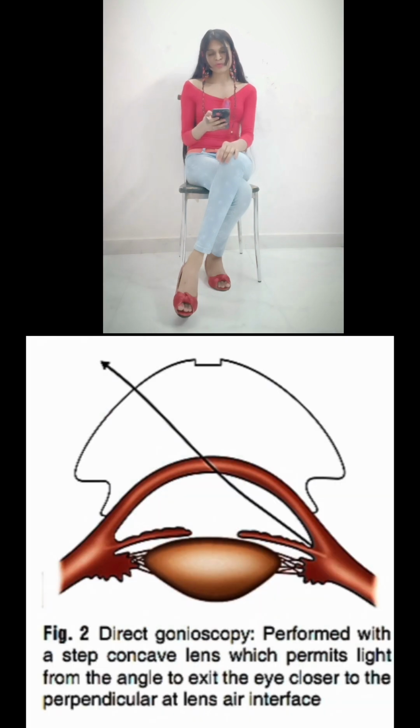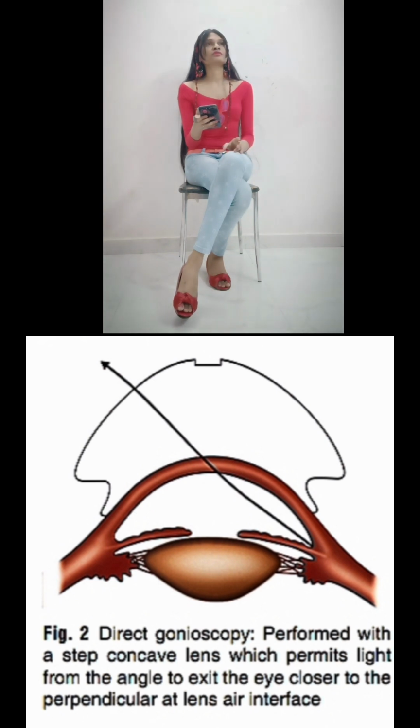Figure 2, direct gonioscopy performed with a step concave lens which permits light from the angle to exit the eye closer to the perpendicular at lens air interface. So in figure 2 they are explaining the principle of direct gonioscopy. Now here the critical angle is not altered. The refractive index of the contact lens and the cornea is same. And that's why at the cornea and the lens interface, the light rays are not refracted. Okay, the refraction or reflection is not occurring at the cornea and lens interface.